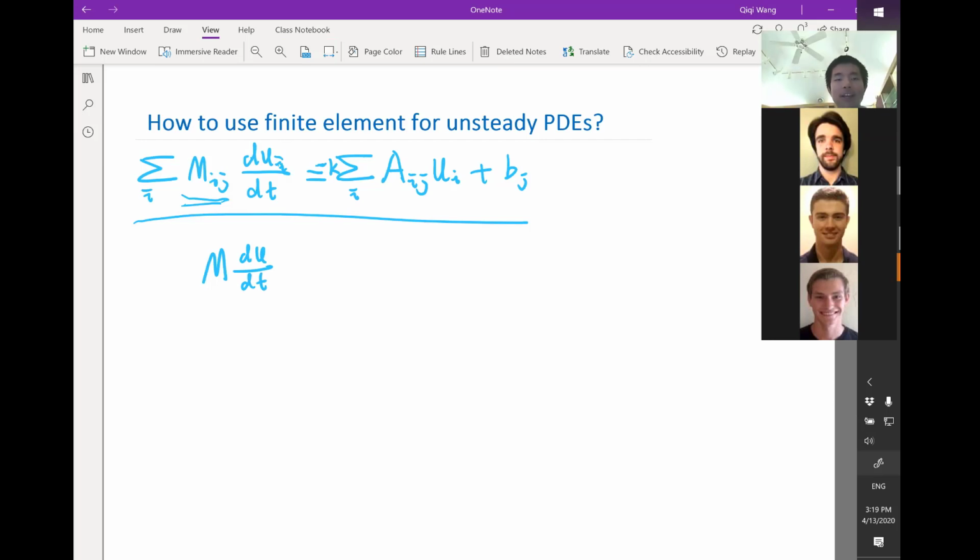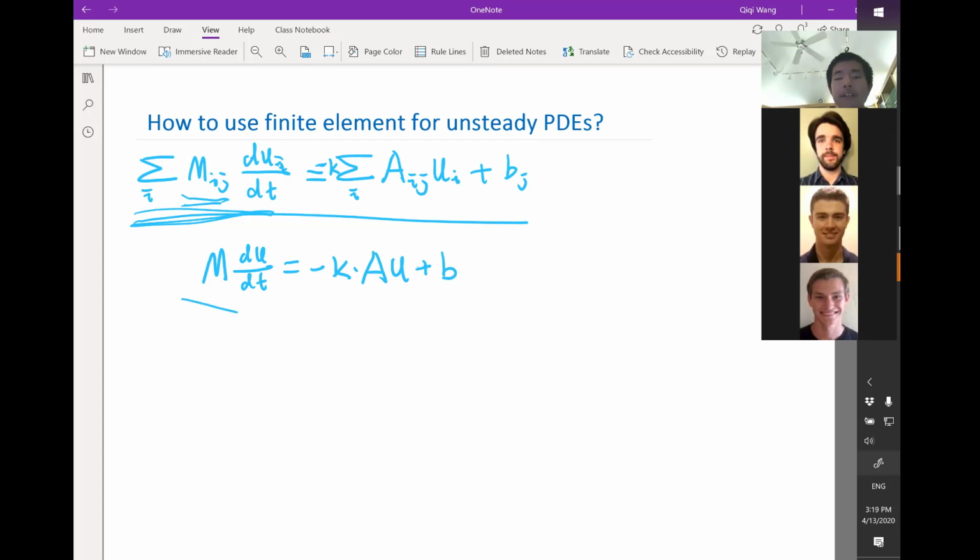U is a column vector. So du dt is a column vector. M times du dt is basically this matrix vector multiplication. That's basically writing this summation in shorthand. It is equal to, again, a summation that can be written as a matrix vector product, A times U. That's what we used to solve the matrix system last time, right? Plus B as another column vector.